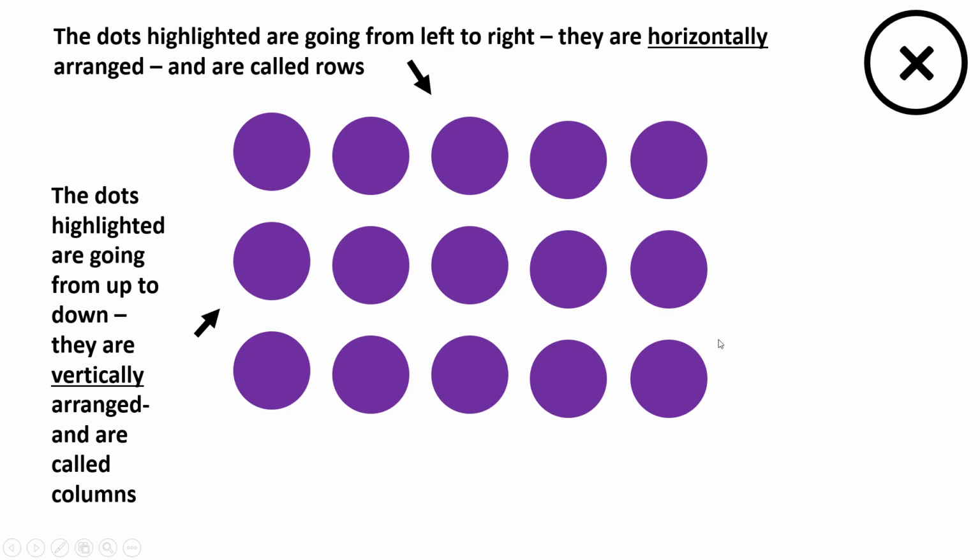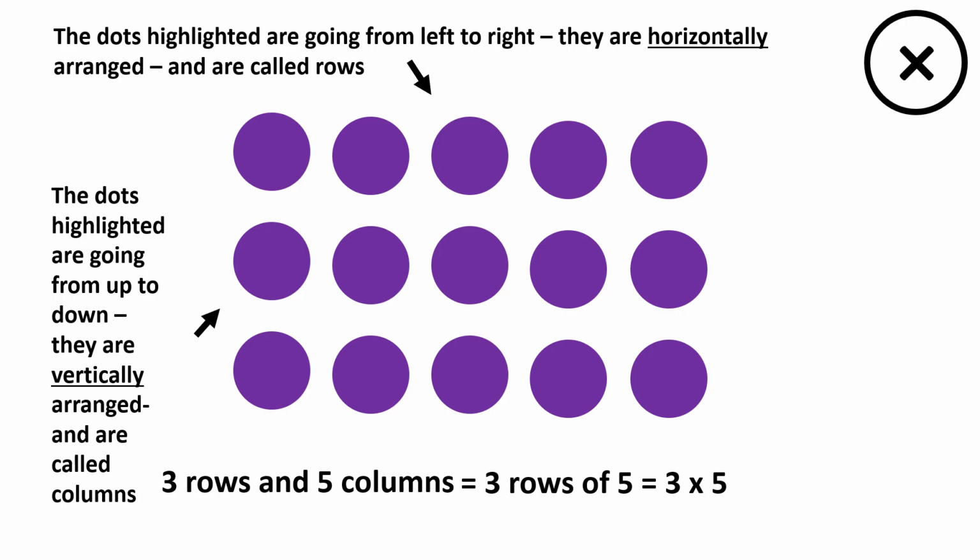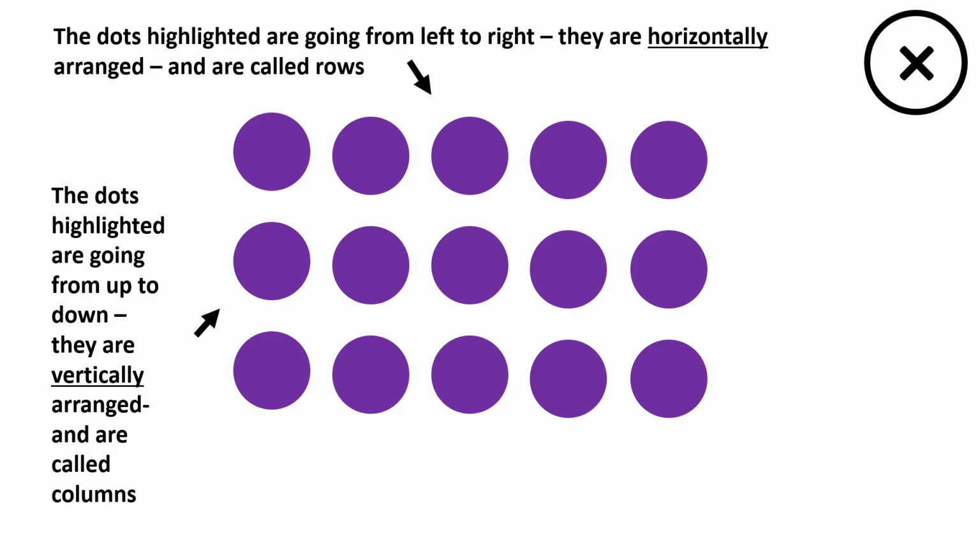So let's count them out. We can see that there are 3 rows. We can see that there are 1, 2, 3, 4, and 5 columns. 3 rows and 5 columns. We could also say that this is 3 rows of 5, hence 3 times 5, which is 15. When I say 3 rows of 5, this is what I mean.